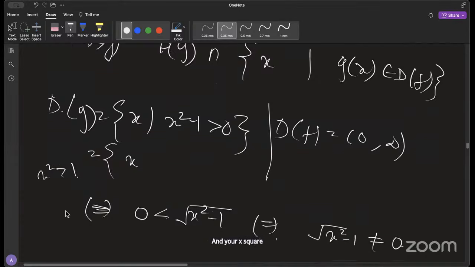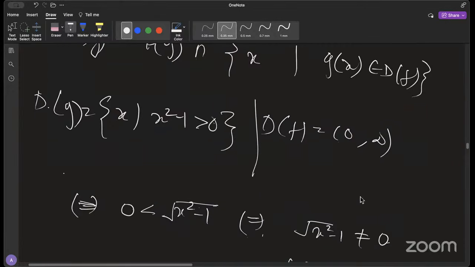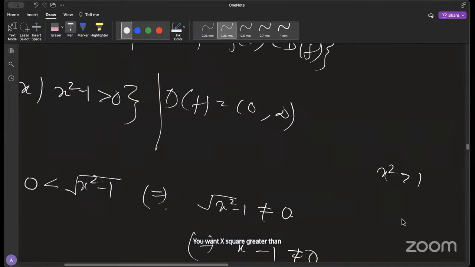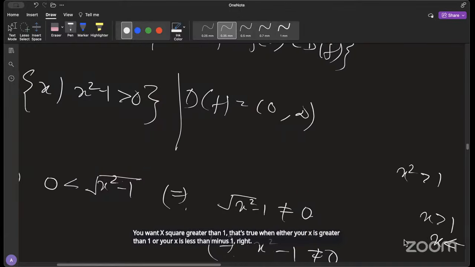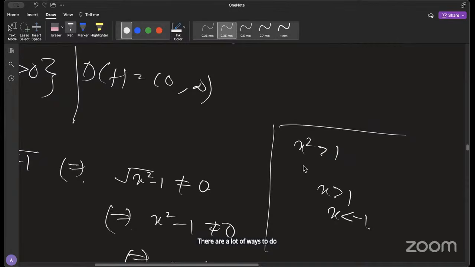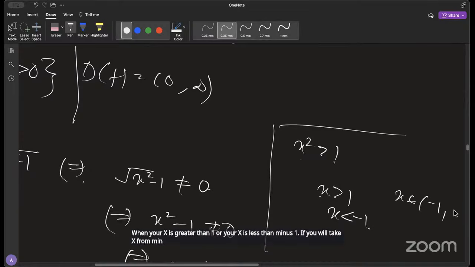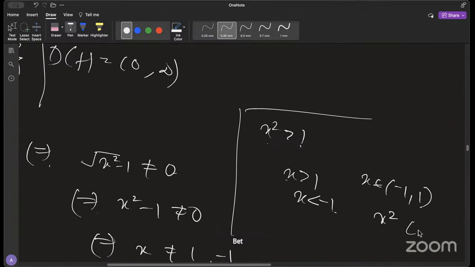And your x square is greater than 1, or maybe you can write this as, you want x square greater than 1. That's true when either your x is greater than 1 or your x is less than minus 1, right? Yes. So that means there are a lot of ways to do this. One is to know that x square is greater than 1 when your x is greater than 1 or your x is less than minus 1. If you take x from minus 1 to 1 in this set, your x square will be between minus 1 and 1 only, right?